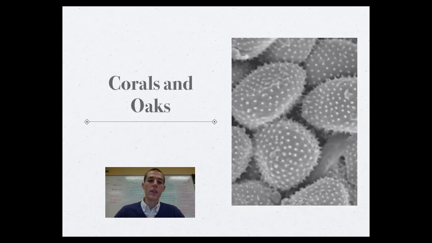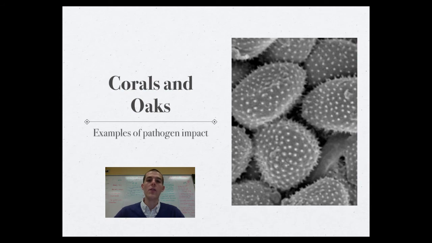So a couple examples of pathogens dramatically impacting an ecosystem. First one would be corals. There is a disease called white band syndrome that occurs in corals in the Caribbean Sea, and basically it causes the coral tissue to slough off of the coral reef. As that tissue dies, coral skeletons are left behind.